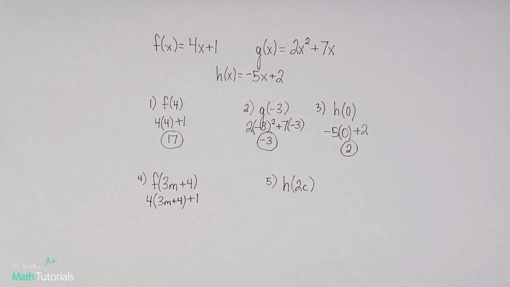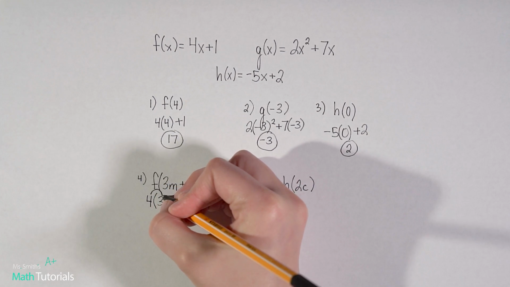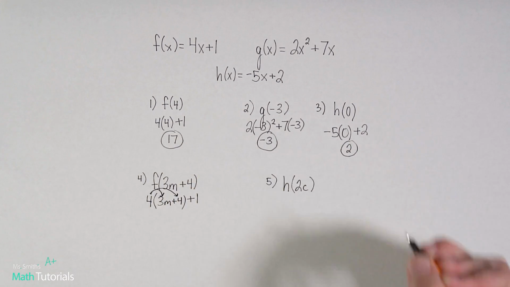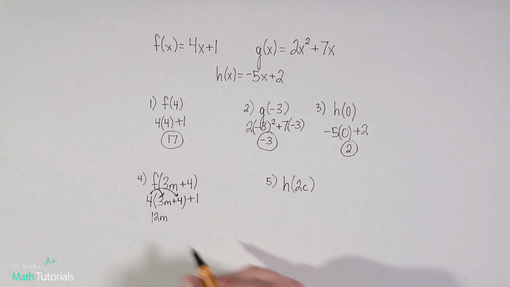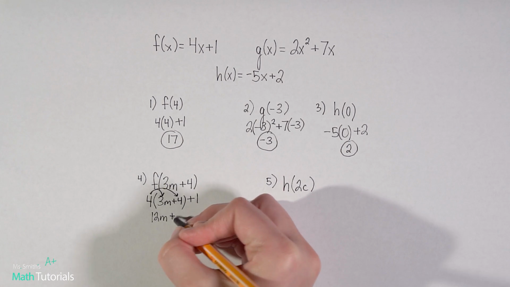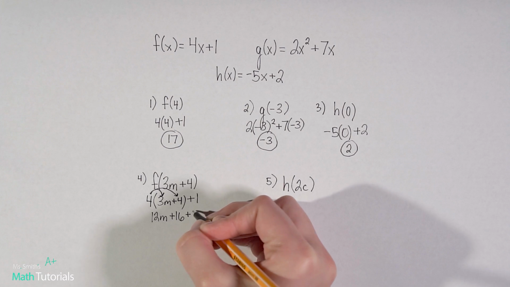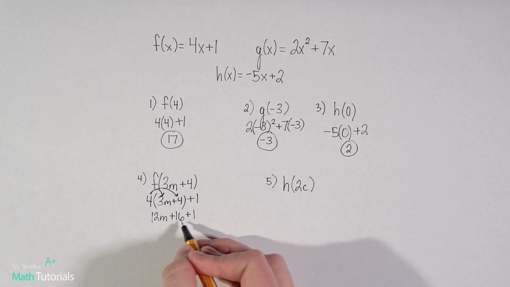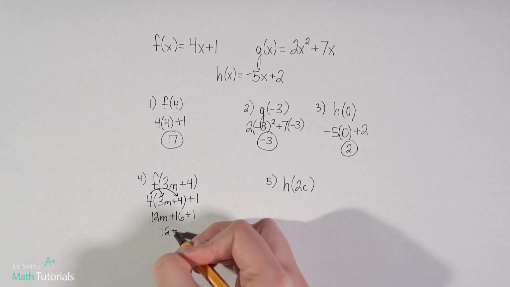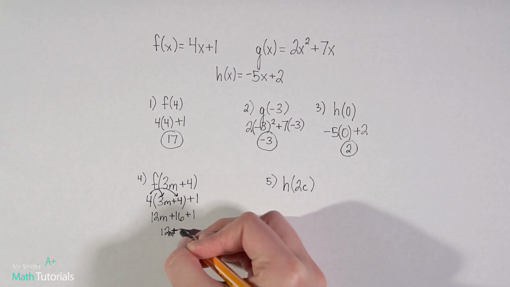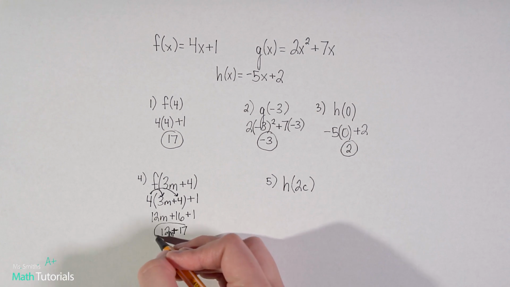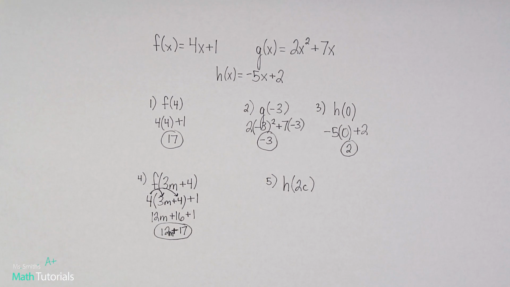Now, I'm not able to just put this one in the calculator. I've got to remember some algebra steps. Because this 4 is outside the parentheses, I'm going to need to distribute it in. 4 times 3m would be 12m. 4 times positive 4 would be positive 16. Bring down my plus 1. Combine these like terms, so I've got 16 plus 1 is 17. So 12m plus 17, it's not a pretty answer, but it's as low as we can take it.